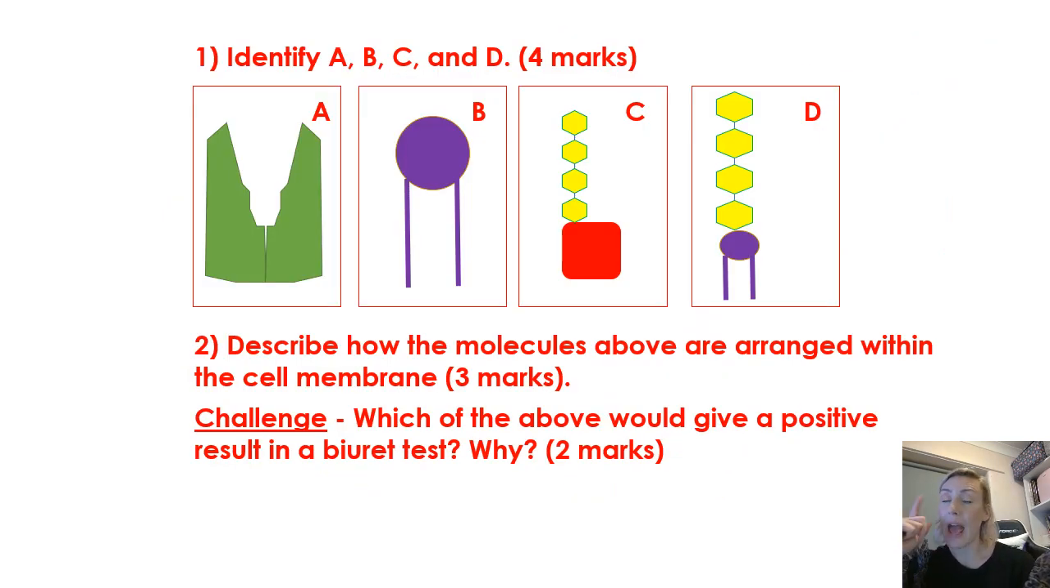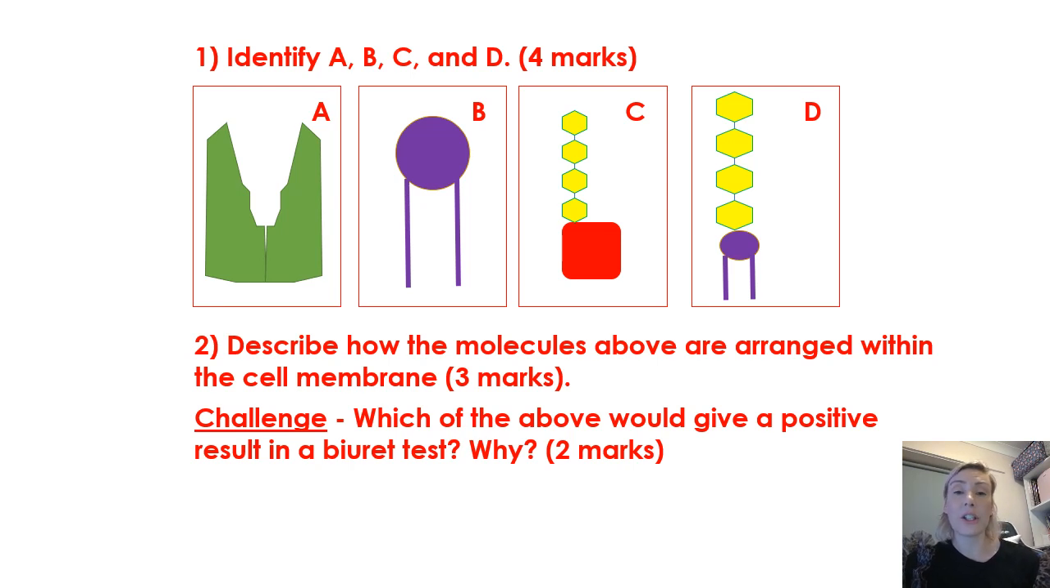Can you identify A, B, C, and D? Can you describe how these molecules are arranged within a cell membrane? And can you tell me which of them would test positive for the Biuret test? So pause the video here and have a go. Okay, so you should have started the video again, and we're going to review.